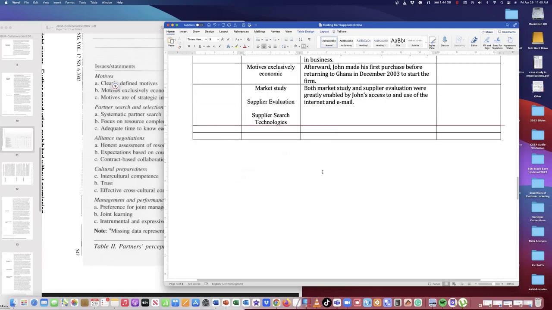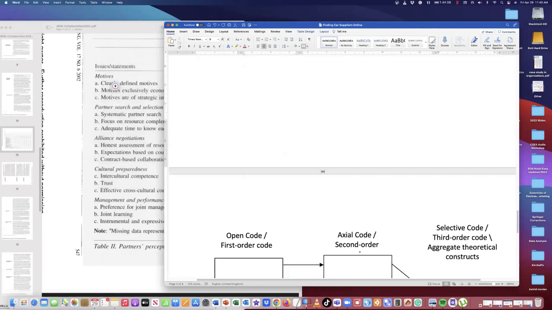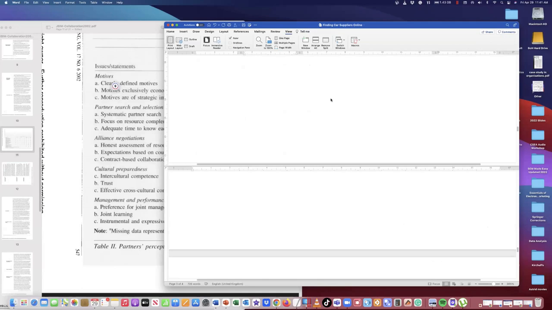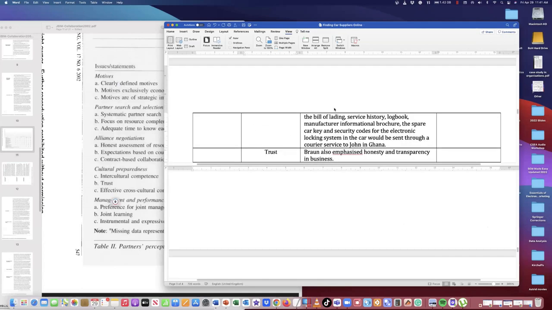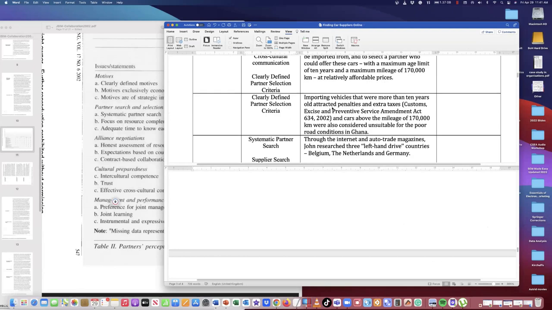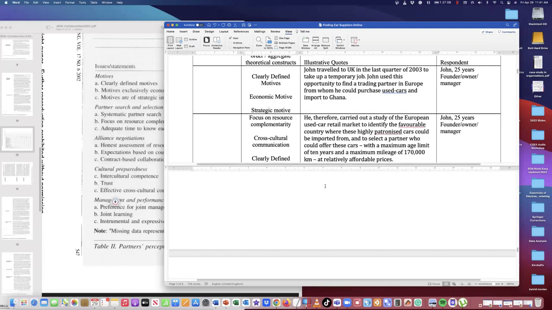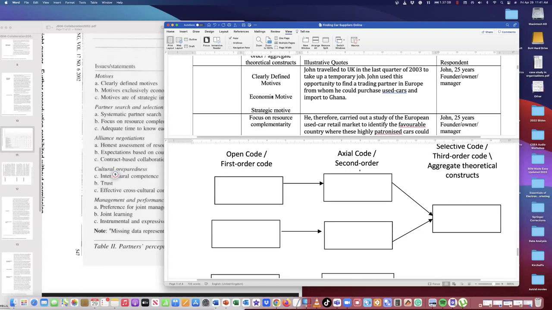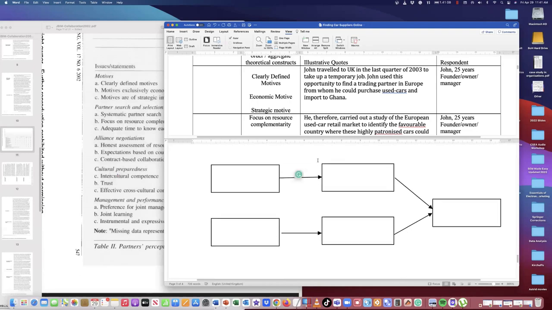Good. Thank you. So what we are going to do is that we are now going to draw the... Listen. Usually what you do is put all the codes in boxes, all of them, and start moving them around, because some of them will have different relationships. But I think there's one clear one we can see in the beginning. Clearly defined motives, economic motives, strategic motives. When they are combined, they become what? Motives. Do you understand me? Yes, please. Okay, so we could actually draw that one first.